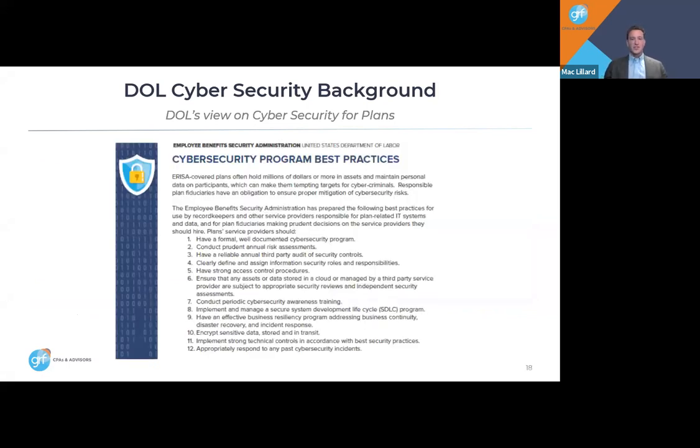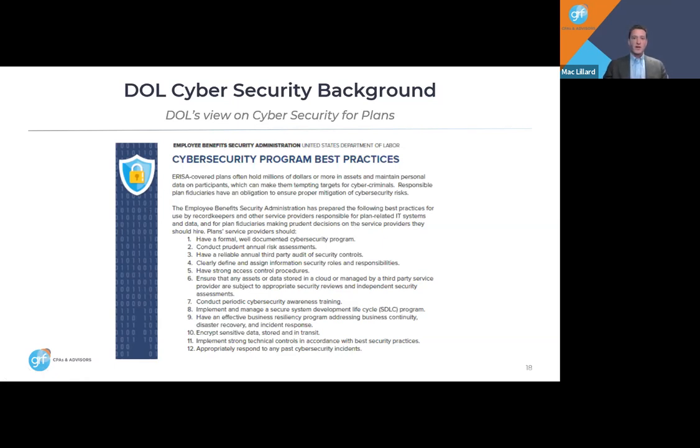So this slide, this is just a little screenshot of the 12 cybersecurity best practices. So I'm going to go through these in detail, but I did try to simplify this just a little bit further by grouping these 12 different best practices into 3 overarching groups. And that's going to be policy and procedures, risk management practices, and then business resiliency and incident response.